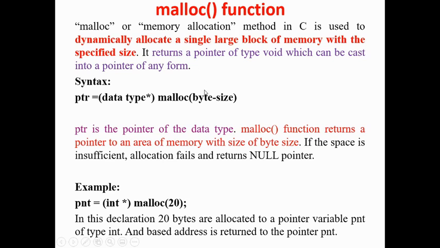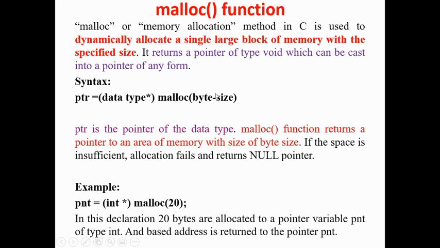This malloc function returns a single large block of memory; the return type is void, which is typecast to any data type. So the syntax: ptr is a pointer variable equal to open and close parenthesis, data type star, this is typecasting, malloc, and within the parenthesis the byte size is given. Here ptr is a pointer variable and the typecasted data type should belong to the same data type, followed by the malloc function, and you have to enter how many bytes you want to allocate.